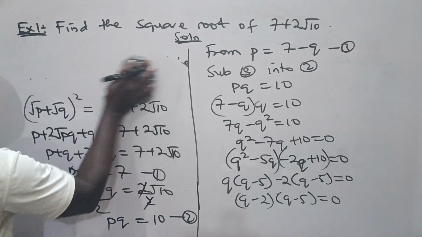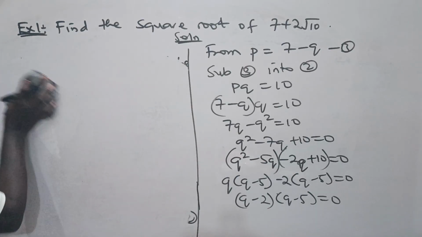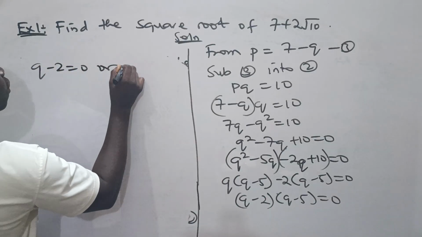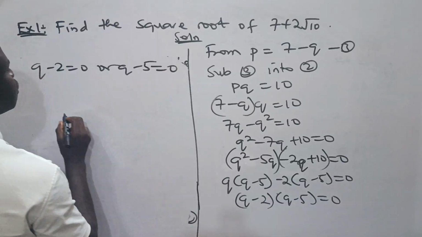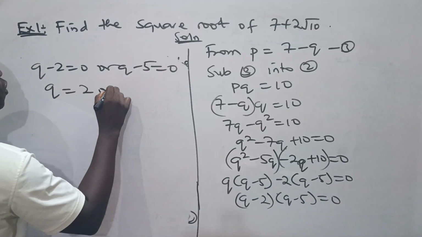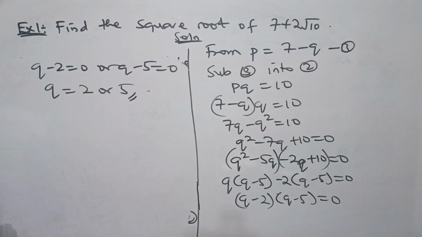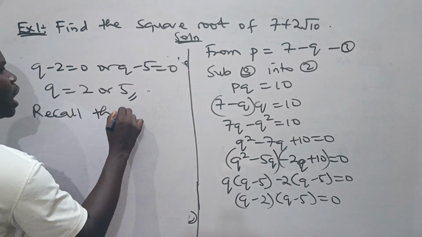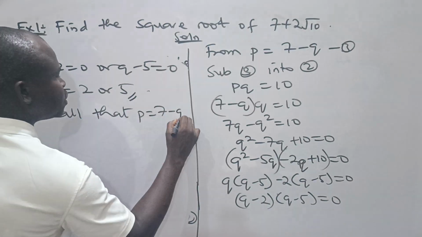Then from there, we are going to have q minus 2 equal to 0 or q minus 5 equal to 0. So here q will be equal to 2 or 5. These are the two values of q. We now recall that p is equal to 7 minus q.